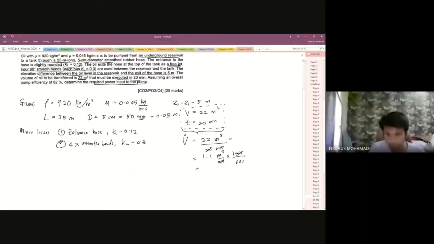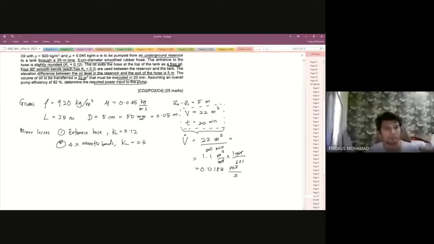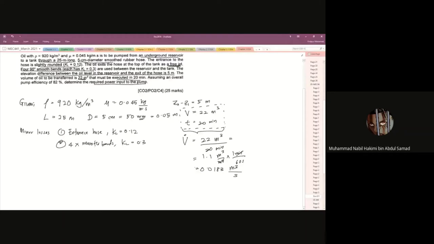0.01833 meter cube per second. Okay? Boleh. Okay, boleh. So fine. Ni dia punya ni. Fine. Estimate and overall. Okay, dibagi lagi.